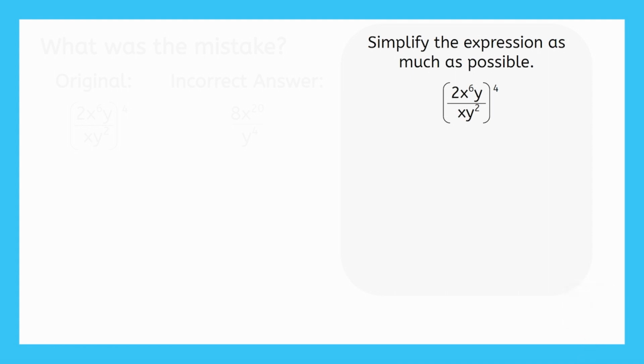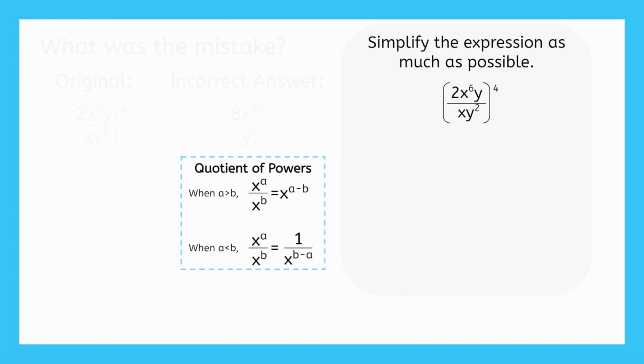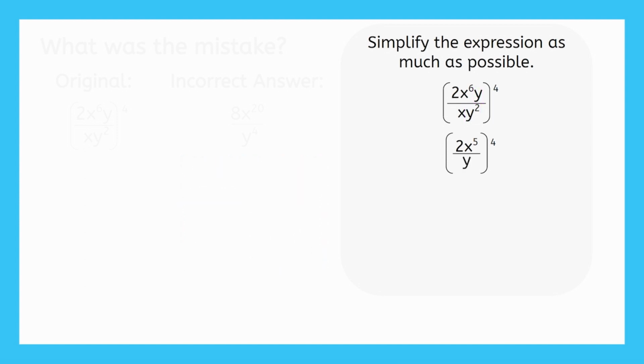To take care of the grouping in GEMS, we need to simplify everything inside the parentheses before addressing this outer exponent of 4. The quotient of powers property tells us that when elements with the same base are dividing, we can subtract the exponents. For the x's, the exponent in the numerator is larger, so these can be simplified to x to the power of 6 minus 1, or x to the 5th. For the y's, the exponent in the denominator is larger, giving us y to the power of 2 minus 1, which simplifies to plain old y.